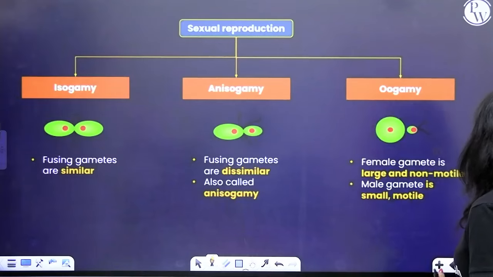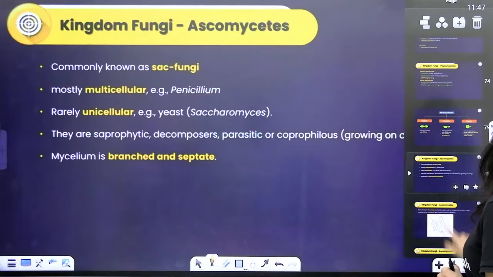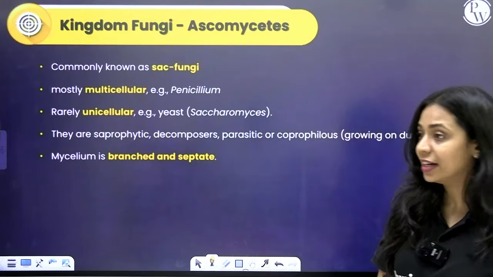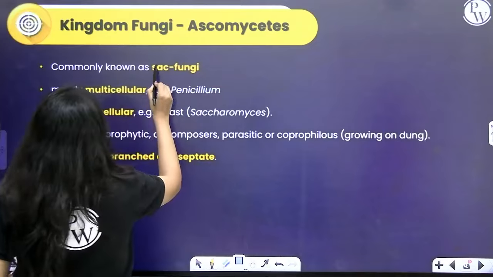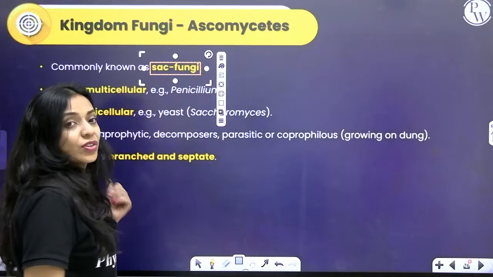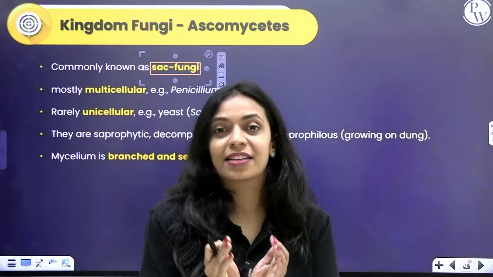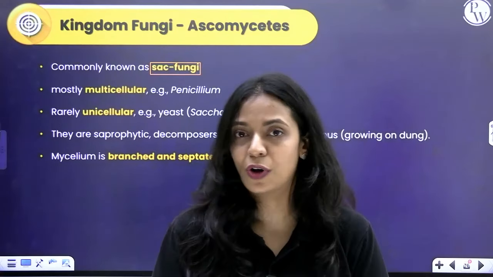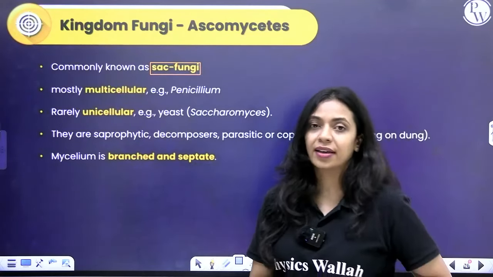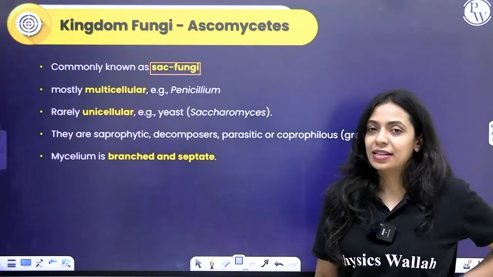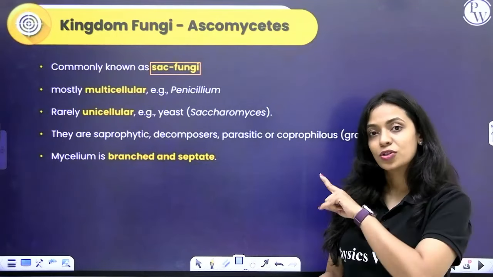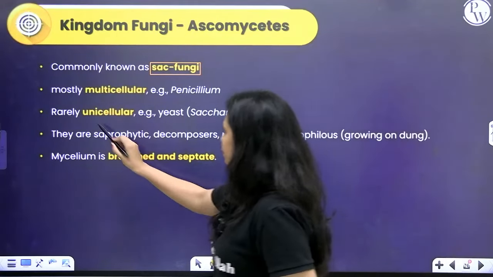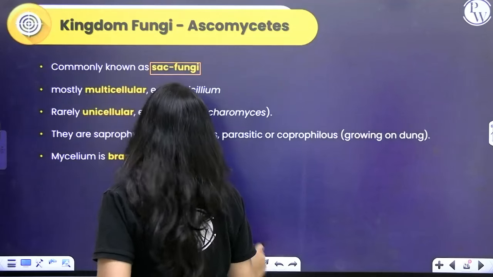Okay, now let's talk about ascomycetes. I've already told you that ascomycetes are called sac fungi because here there is a sac-like structure that is formed called the ascus. It is within that ascus the spores will form. Okay, that's why we call it the sac fungi. Generally, these are multicellular, but unicellular yeasts also belong to ascomycetes. Okay.